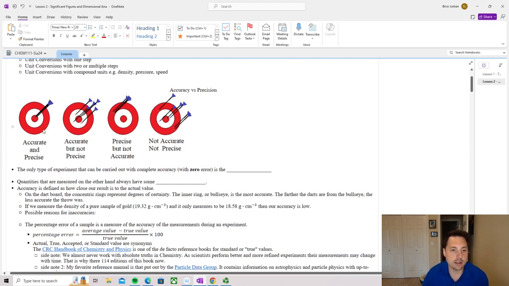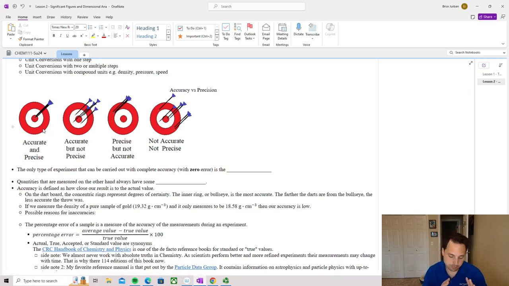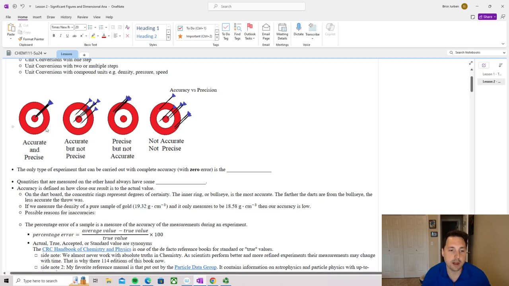And then if we have several darts that we throw, and they're all clustered around the same spot, we would then call that to be precise. And we can see in the third one here, we have high precision but low accuracy. And then on the second one, we have high accuracy but low precision. And in the first one, we have both high accuracy and high precision.